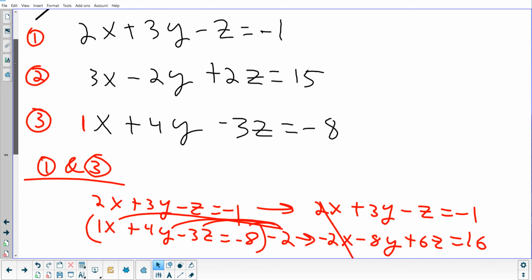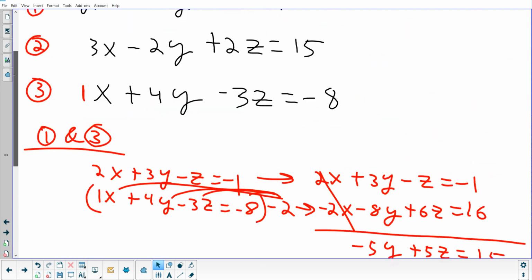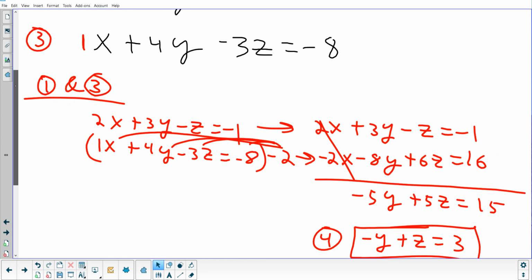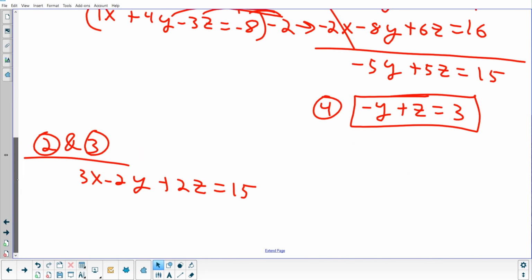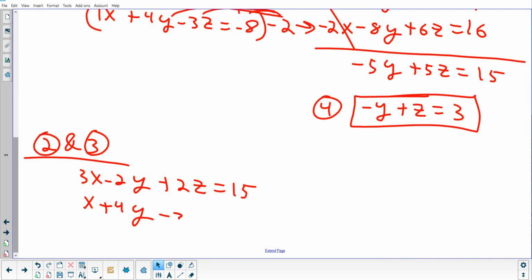So equation 2, 3x minus 2y plus 2z equals 15. And equation 3 is x plus 4y minus 3z equals -8. Now, at this point, you're kind of locked in. You already got rid of x in this one. You have to get rid of x in this next one. It's the only way this is going to work.